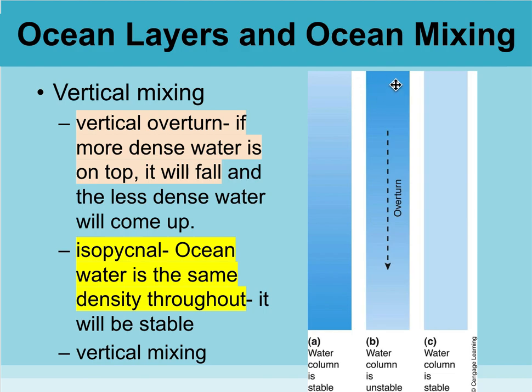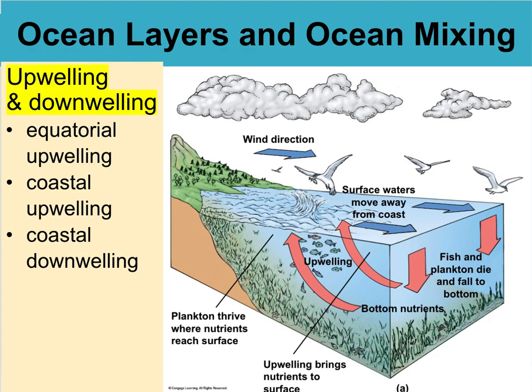Overturn is when the cold water is on top, it'll start to overturn or head down to the bottom, forcing the warmer water up. And then an isopycnal is where the water is perfectly mixed for the time being, but it will always go and sort itself out again later.